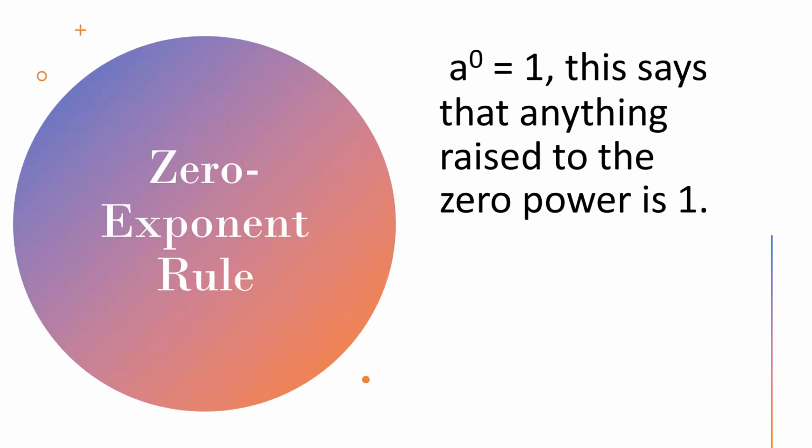The first rule of exponents is the zero exponent rule. A to the power of 0 equals 1. This says that anything raised to the power of 0 is 1. We're going to take a look at some examples: 3 to the power of 0, and 5x to the power of 3, y to the power of 4, everything raised to the power of 0. First one, anything raised to the power of 0 is 1. Second one, anything raised to the 0 power is 1.